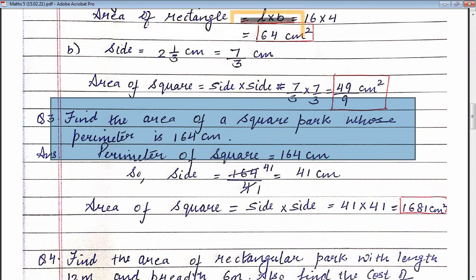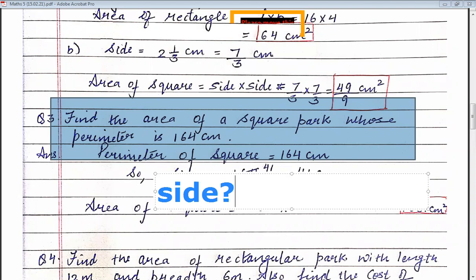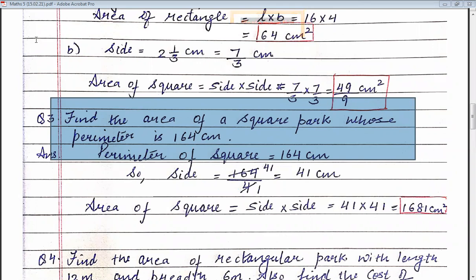Now, children, here the perimeter is given to you, 164, and area you have to find out. Okay. Now, children, here the problem is side is not given to you. Okay. Side is question mark. Fine. Because side is not given, so you can't find area. So your first step will be find the side of the square by using its perimeter. So let's see how will you do.